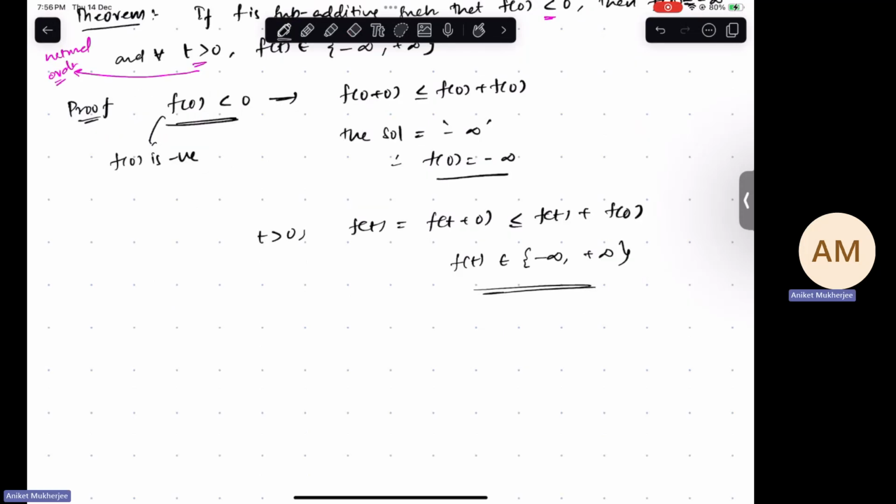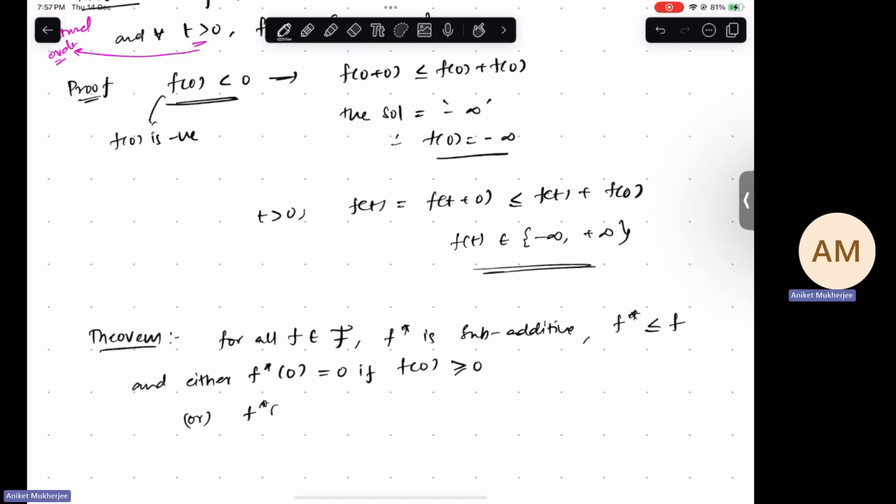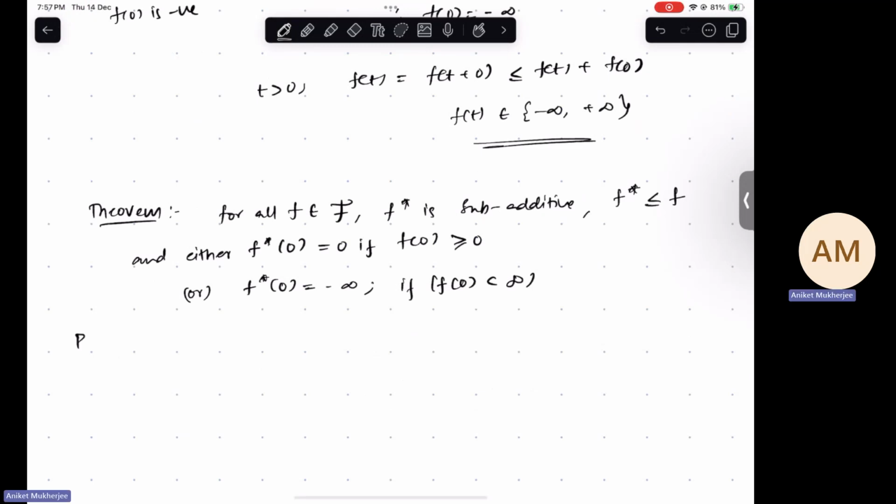Next in the theorem. For all f belongs to F, f star is subadditive. f star is less than or equal to f, and either f star of 0 is equal to 0 if f(0) is greater than 0, or f star of 0 equals -infinity if f(0) is less than infinity. Okay. Next we have the proof.